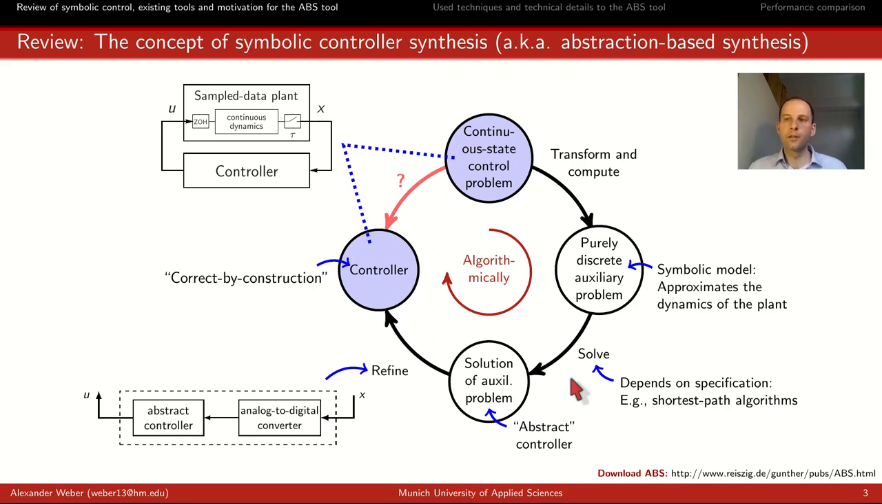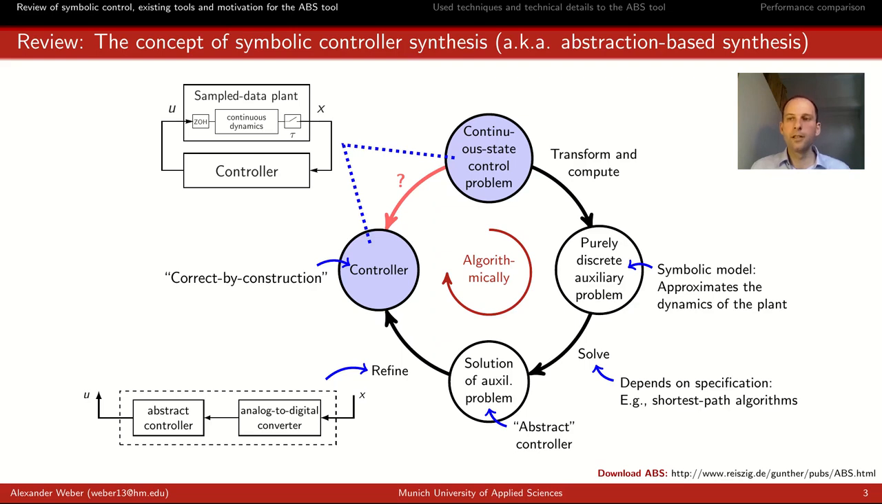These algorithms depend on the specification that is given. So, for example, for reach-avoid problems, one can use some kind of shortest path algorithms. If this problem can be solved, the solution is called abstract controller. This abstract controller is then refined to a controller for the actual plant. The distinct feature of symbolic controller synthesis is that this controller is correct by construction in theory. This means that the controller provably enforces the specification on the closed loop. There is no verification or tuning necessary once the controller has been synthesized.